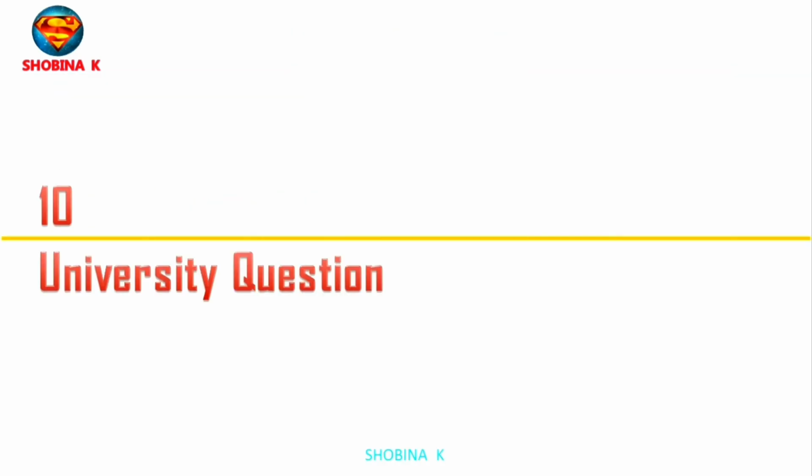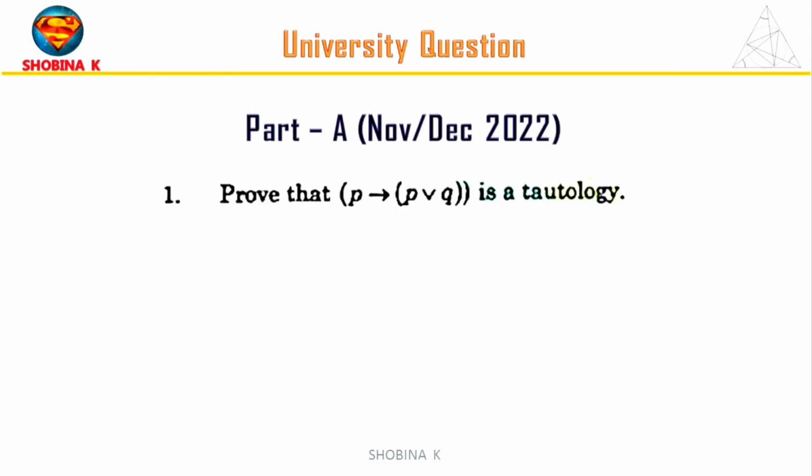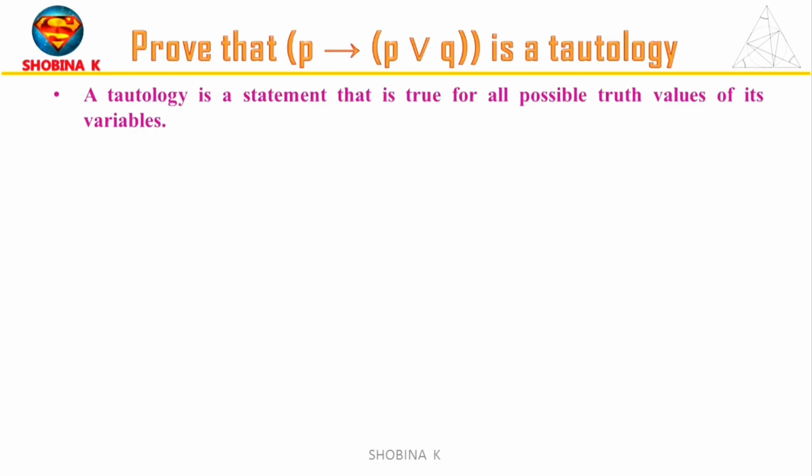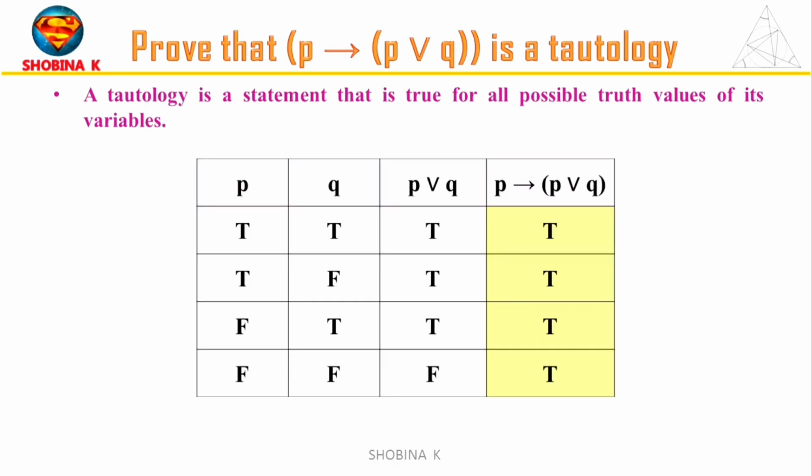Now let's solve the university questions. Prove that P implies P or Q is a tautology. To prove this expression, we can use logical equivalences or a truth table. We know that a tautology is a statement that is true for all possible truth values of its variables. In this case, we have two variables, P and Q. So we will consider all the possible combinations of truth values for P and Q and see that the expression is always true. And here is the truth table.